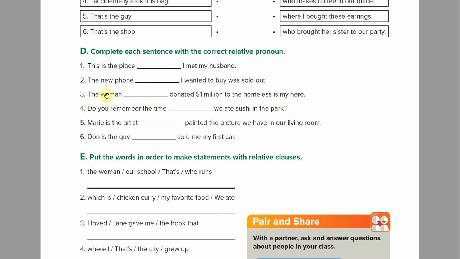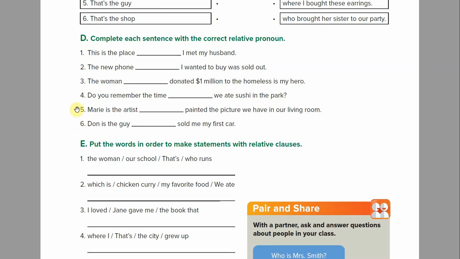Number three: the woman blank donated 1 million to the homeless is my hero. This is a person, so we need who. The person who donated 1 million to the homeless is my hero. Number four: do you remember the time blank we ate sushi in the park? It's talking about a time, so a time would be when. Do you remember the time when we ate sushi in the park?